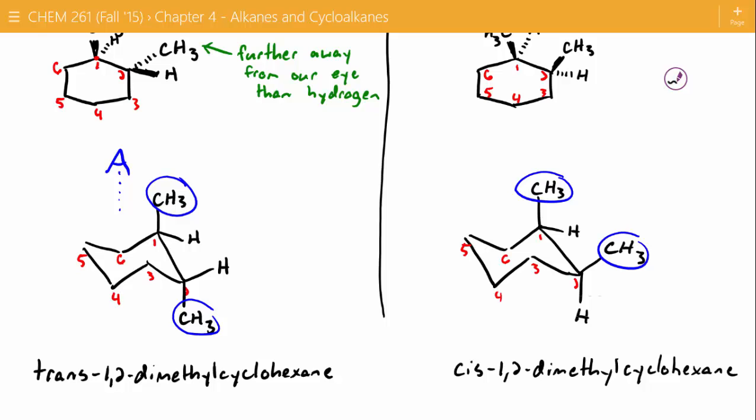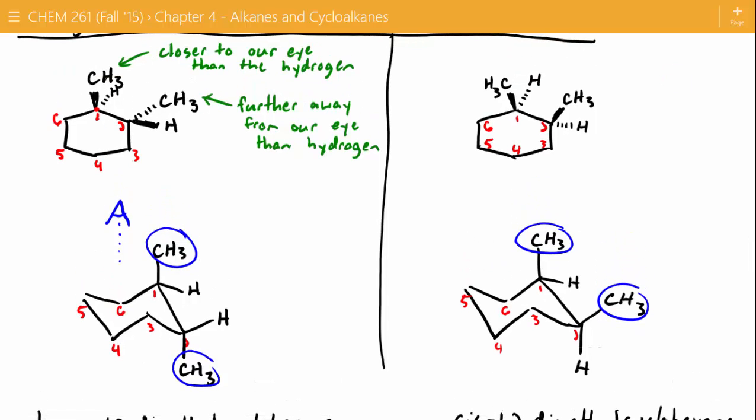All right, but we can do chair flips, right? So I've got our trans one here. What if we do a chair flip? We got to think about that. Yep. I still can't see why, like the wedge and the dash, like why it's closer and why it's up and down. Yeah, so let's take a look with our model.